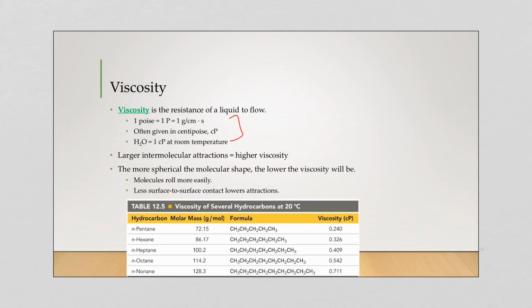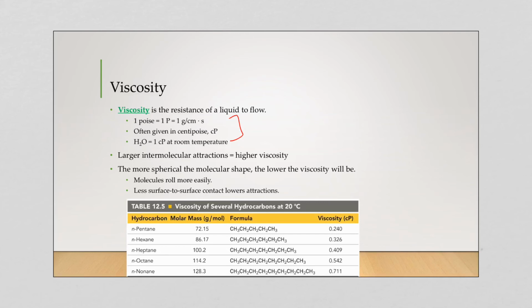Shape plays a little bit of a role here. The more spherical the molecule is, the easier it rolls by each other, the lower the viscosity will be. More long, skinny molecules are going to have higher viscosity because they have more surface contact, right? They don't slide by as easily. They even, you might say, get tangled together, right? These long, skinnier molecules.